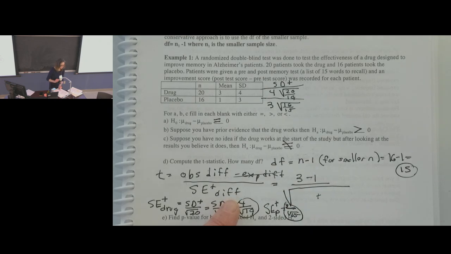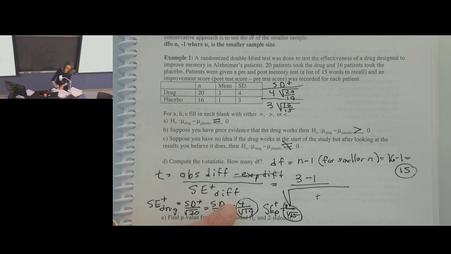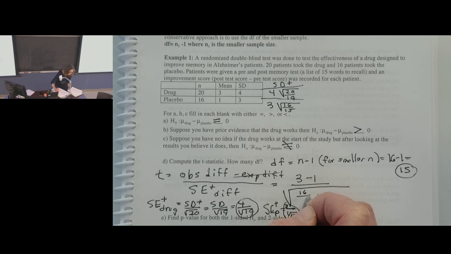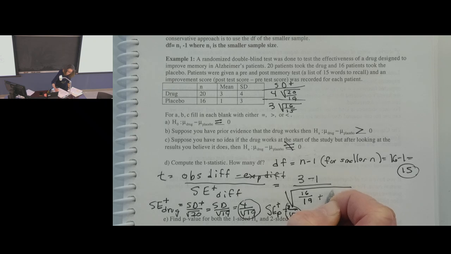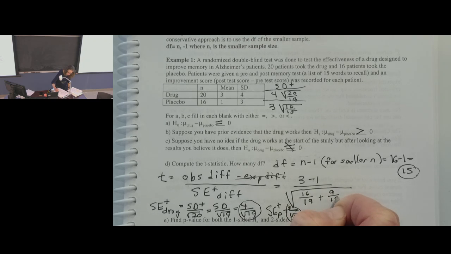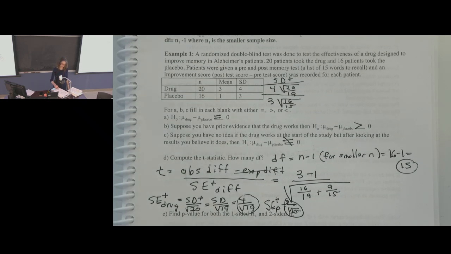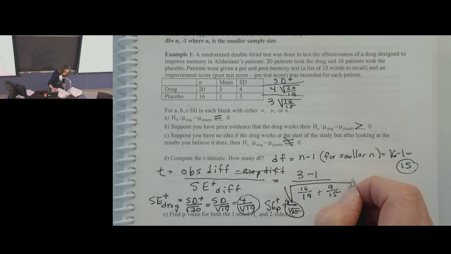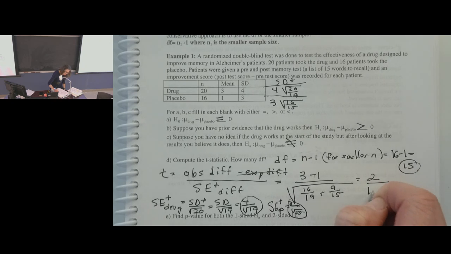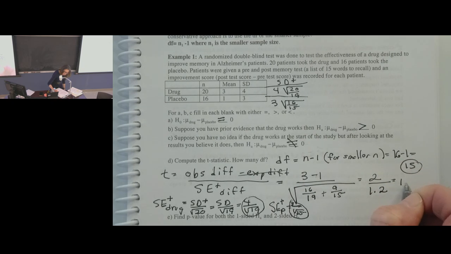So when you square this one, you'll get 4 squared, which is 16 over 19. And here you'll get 3 squared, which is 9 over 15 when you square those two. Does that make sense? Is that easier? That's just 4 squared. I'm just squaring those two and adding them together. So I got 2 over 1.2, which is equal to 1.67.